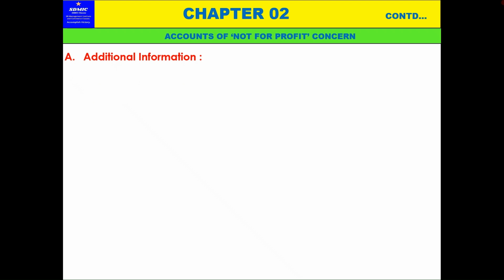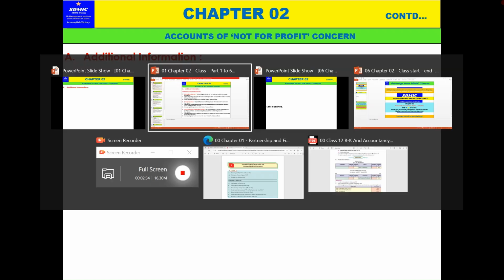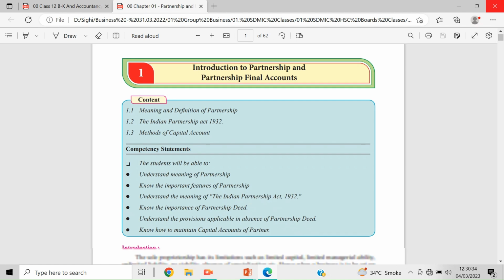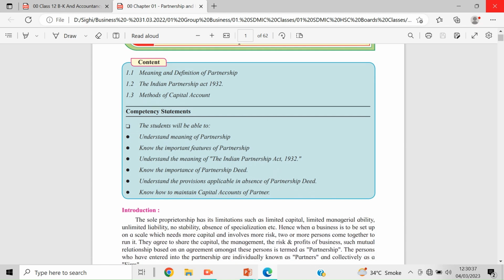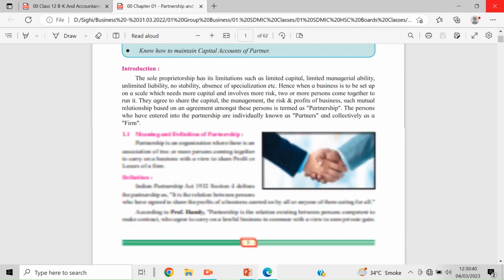We have already learned important adjustments in final accounts in Chapter 1. I'll show you what we learned in Chapter 1, then you will get an idea. You can go to that particular chapter, from Part 5 to Part 11. Those many classes I have explained in detail. It is the textbook chapter Introduction to Partnership and Partnership Final Accounts, already explained and already uploaded on our YouTube channel.